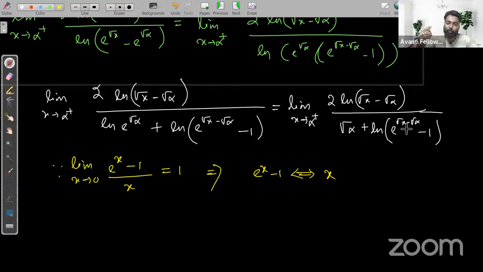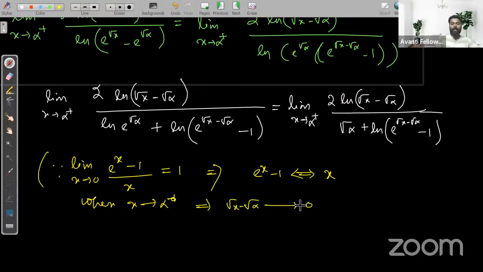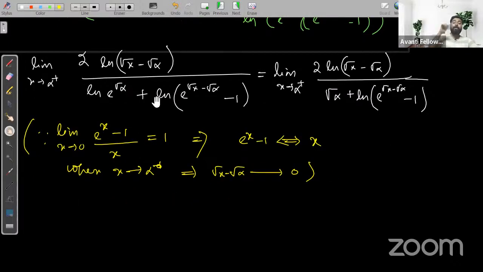root x minus root alpha tends to 0, or not? Yes. So in place of e raised to root x minus root alpha minus 1, we can use only root x minus root alpha. By using this replacement, we can use that one.